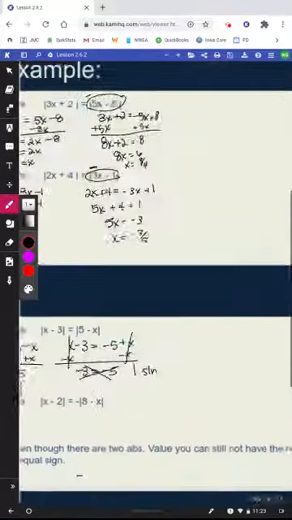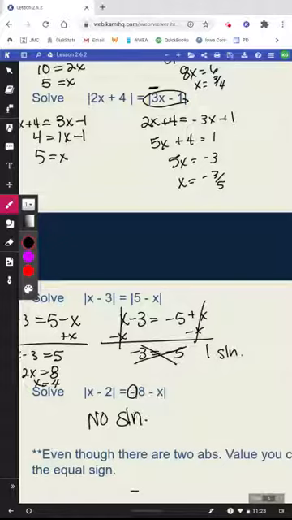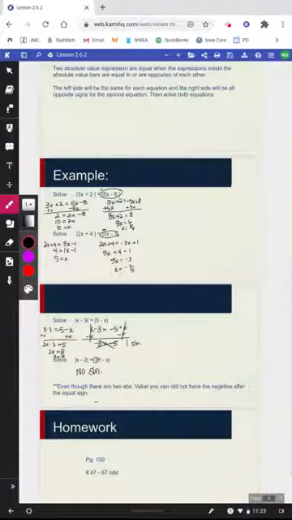Okay, on this one, notice that we have two absolute values here, but what's going on is it says that it's equal to the negative absolute value. And again, just like last time when we couldn't set anything up equal to a negative because there's no way to put it into your calculator and get it to spit out a negative, this one is no solution. So we cannot have a negative equal to a negative outside of the absolute value.